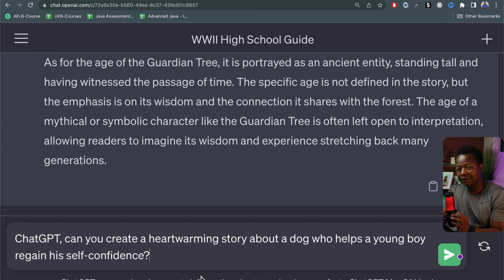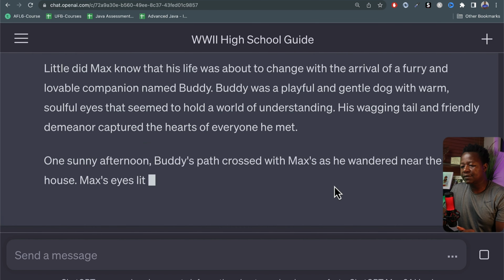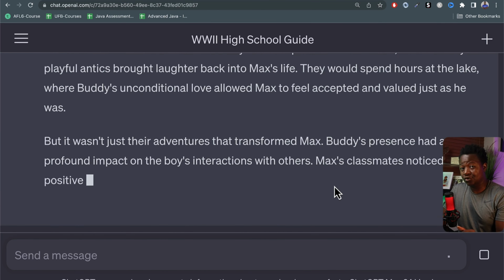Here's an example. ChatGPT, can you create a heartwarming story about a dog who helps a young boy regain his self-confidence? Now, look at this. It says heartwarming story, right? It evokes emotions, okay? About a dog who helps a young boy regain his self-confidence. And so ChatGPT will have to keep in mind that this story has to be heartwarming, an emotion of heartwarming. Let's go ahead and take a look. And there we go. Once upon a time, it's writing this story.